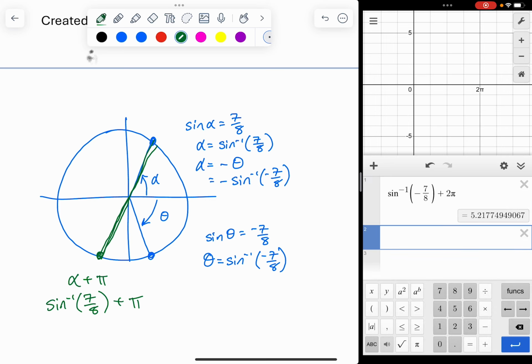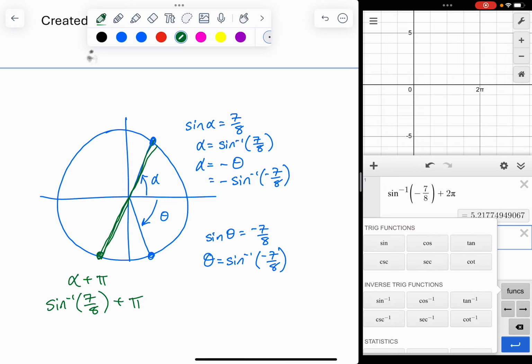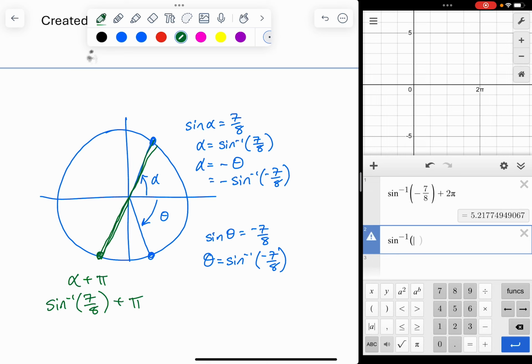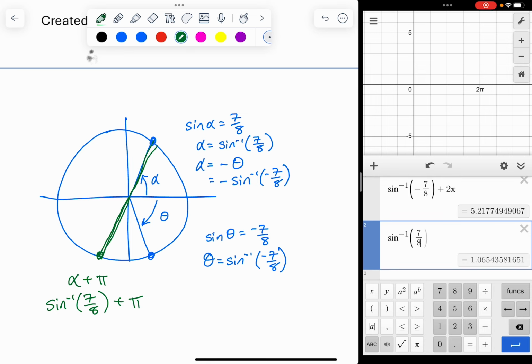Let's look at sine. What do we want? We want inverse sine of 7/8 right here. Close our parentheses, and then we're going to add pi. Okay, so there's those two values. Does that look reasonable? Yes, it looks bigger than pi, but not a ton bigger, so quadrant 3 probably.